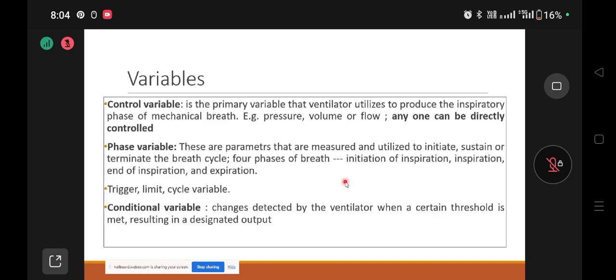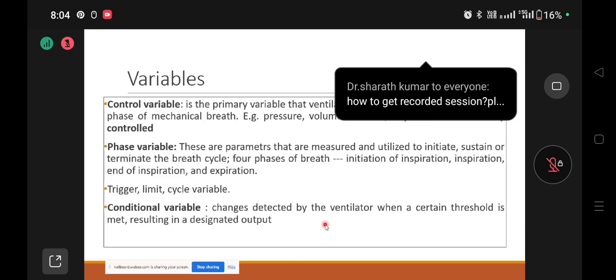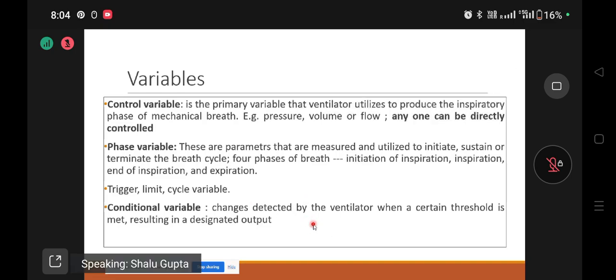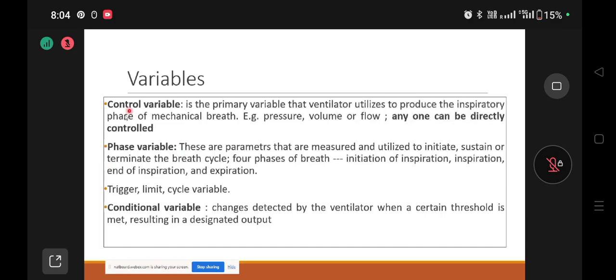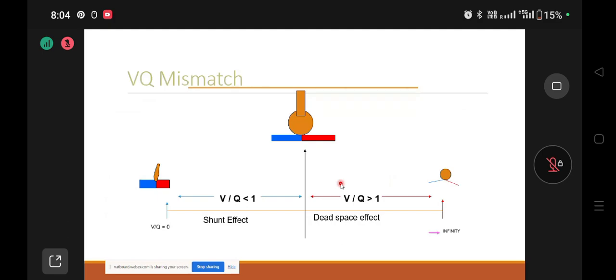Conditional variables, I think, were used earlier, but now with the use of microprocessor based ventilators, they are not very commonly used. These are ventilator variables where changes are detected by the ventilator when a certain threshold is met, resulting in a designated output. So these are not commonly talked about nowadays. What is important for you to know is the control variables and the phase variables, and we'll be seeing this in subsequent slides.